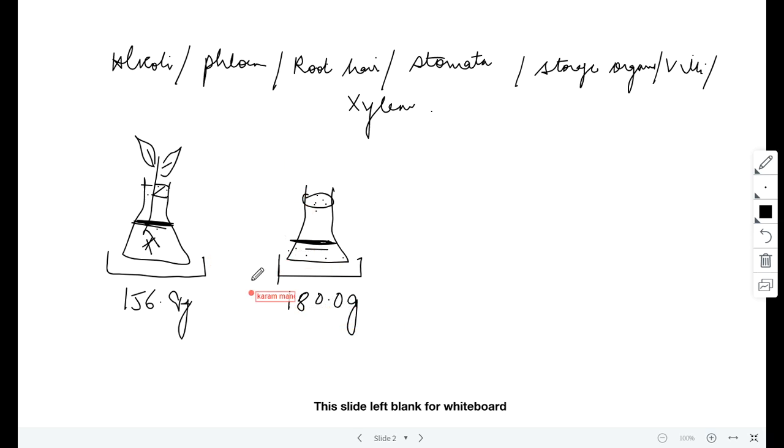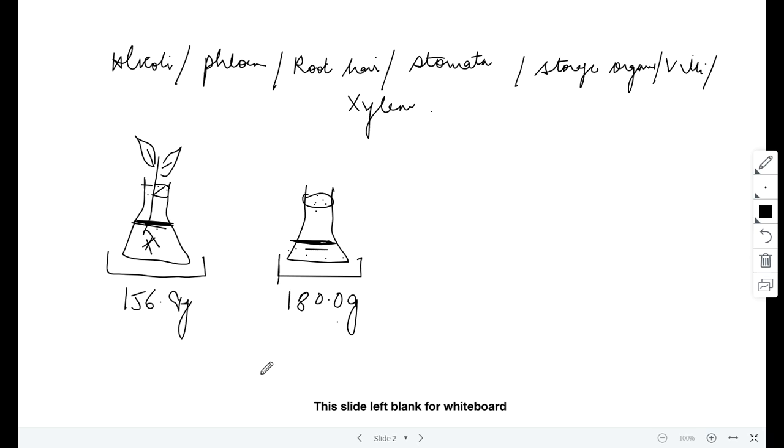Now after 24 hours, this diagram shows this reading. This is 156.8, and this is 180.8. First of all, can you calculate the difference between the two masses? How will you calculate that? Minus them, right? So approximately 180 minus 156.8, you get the answer, 23.2.